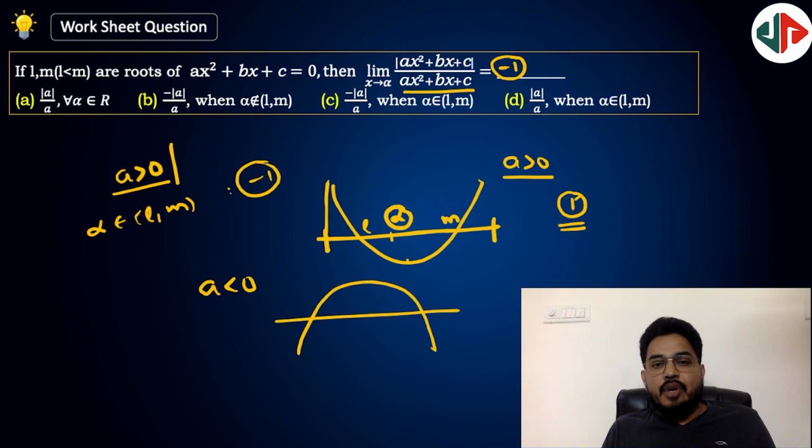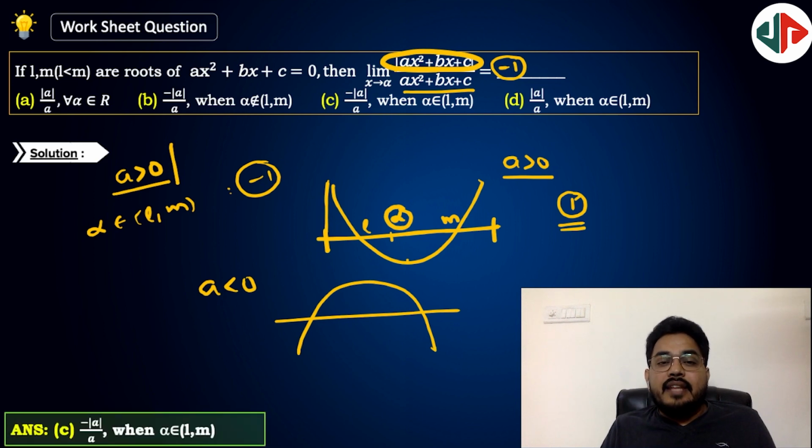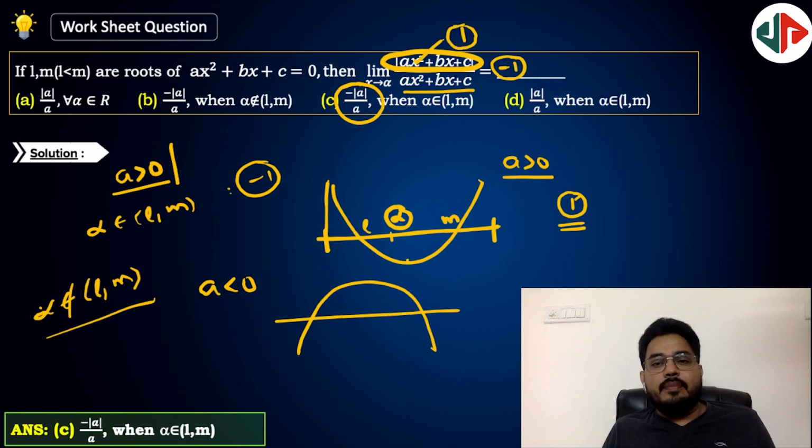Because the modulus of this one, we need to make it positive, and this is negative and this is positive. So clearly, if alpha lies between L and M, the answer should be minus a by mod a. If alpha does not belong to L comma M, irrespective of a, this value is always equal to 1. So the answer is C.